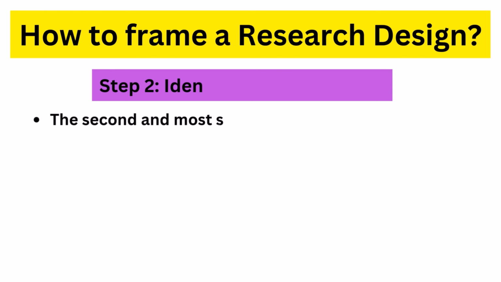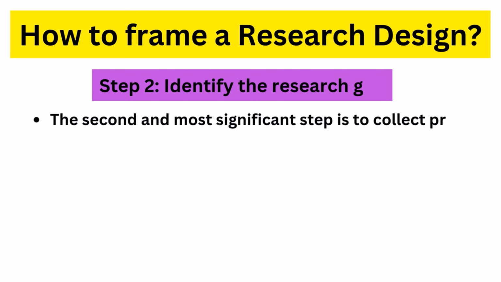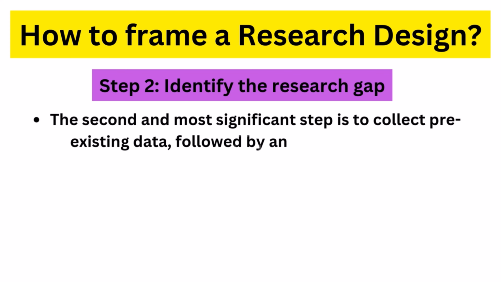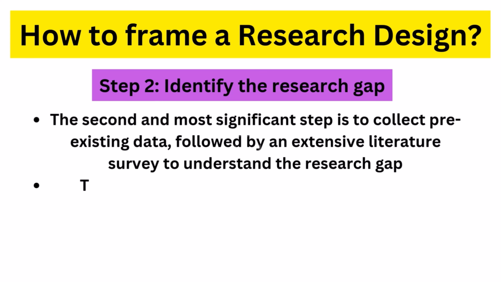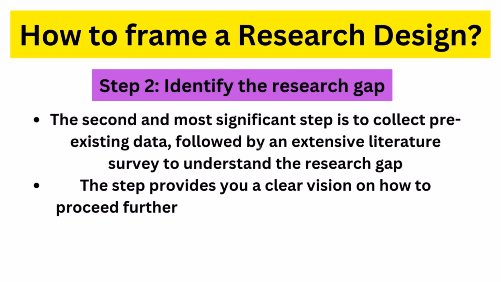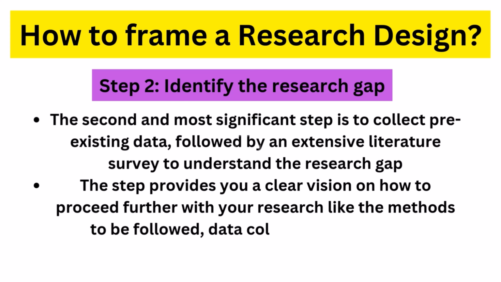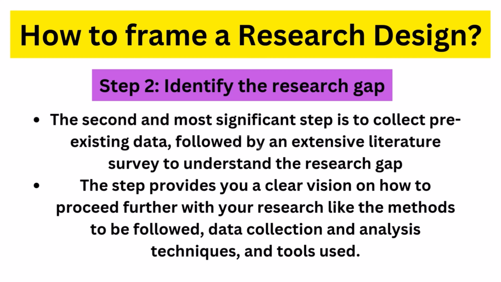The second and most significant step is to collect pre-existing data, followed by an extensive literature survey to understand the research gap. The step provides you a clear vision on how to proceed further with your research, like the methods to be followed, data collection and analysis techniques, and tools used. So, you need to make a note of these important details.